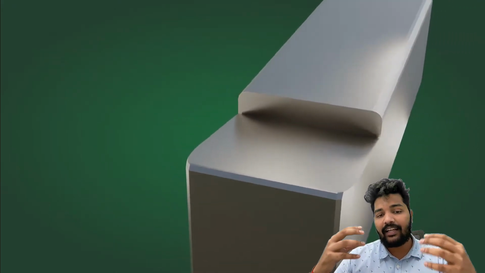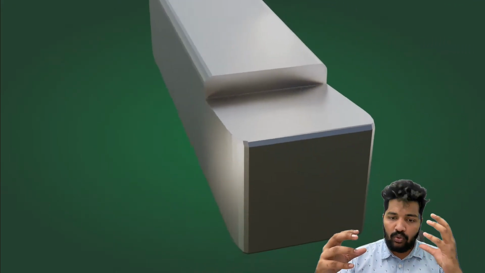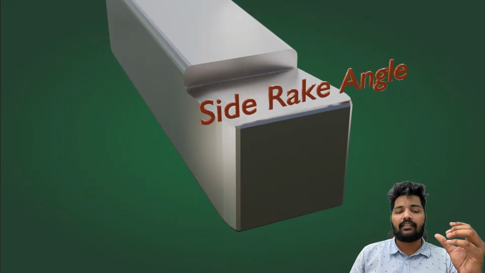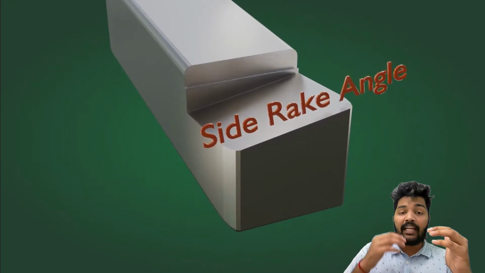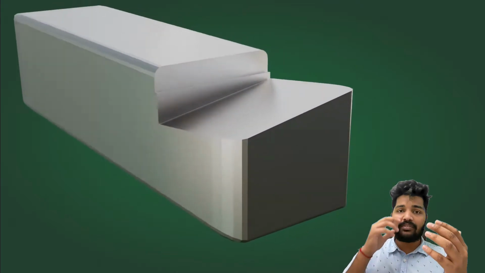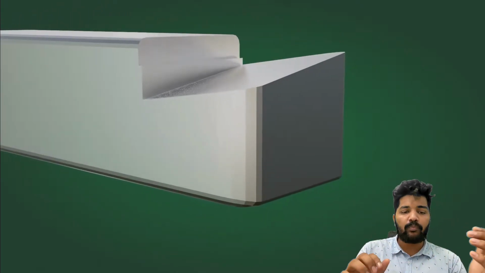Next, we have the side rake angle. This is the angle between the tool face and a line parallel to the shank, but it is measured in a plane perpendicular to the shank. Now this angle affects the chip flow.